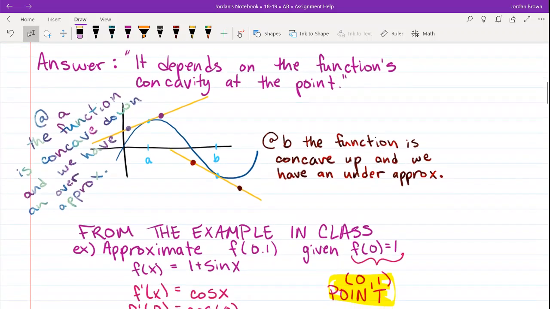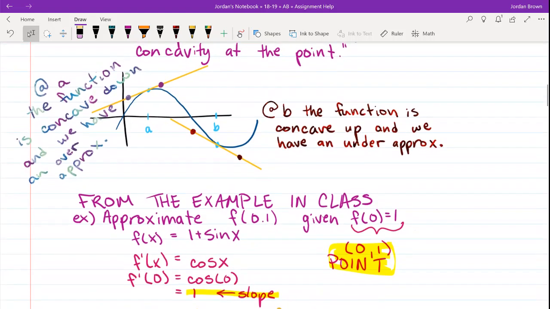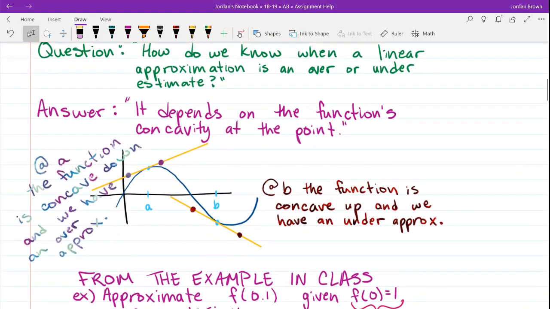Okay. The yellow lines in here are the tangent lines at the point, and the points that are on the tangent line there are points that we would get from approximations. You'll notice that the points are over the original curve if the curve is concave down, so it turns into an over approximation. And then the points are under the curve if it is concave up, so it's an under approximation.